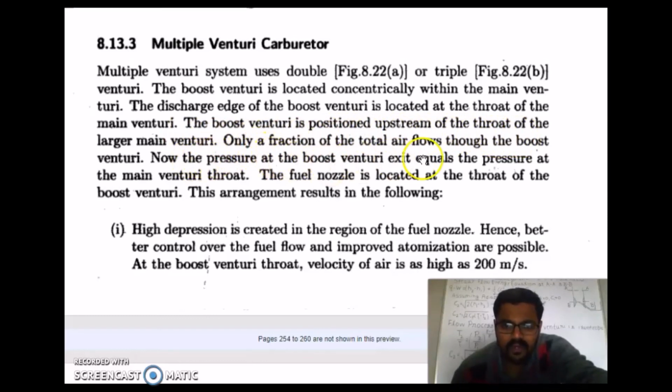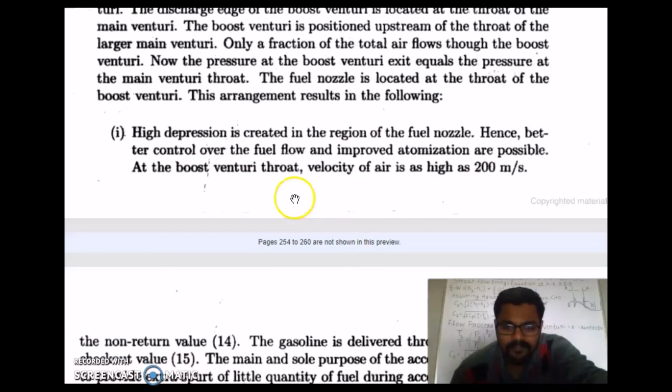Only a fraction of total airflow goes through the boost venturi. Now the pressure at the boost venturi equals the pressure at the main venturi. The fuel nozzle is located at the throat of the boost venturi. So this arrangement results in the following. High depression is created in the region of fuel nozzle, hence better control over the fuel flow and improved atomization are possible. At the boost venturi throat, velocity of air is as high as 200 meters per second.